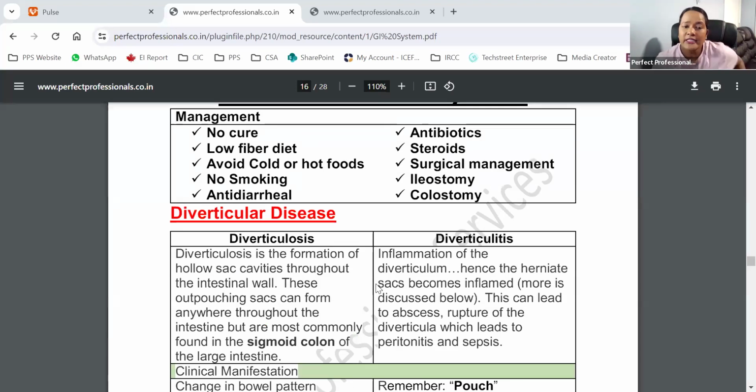Okay, now next is diverticular disease. In diverticular disease, there is diverticulosis and there is diverticulitis.